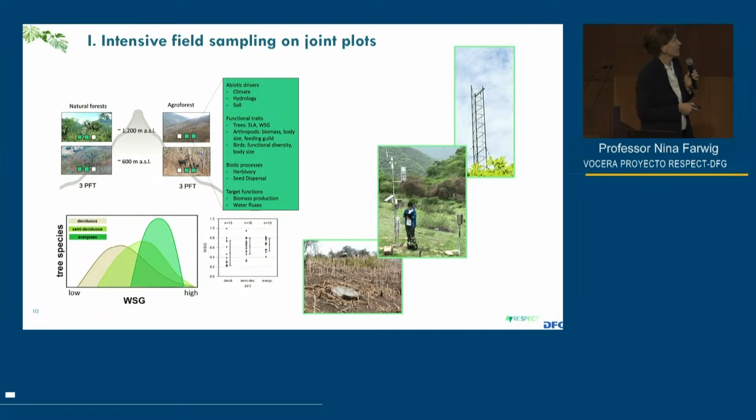There we have a similar design working from 600 to 1,000 meters, again in natural forest and the replacement system, and we also collect trait data on tree species that cover the whole spectrum from deciduous to evergreen species. So I will now only show some highlight results or appetizers, because all the other projects will present their data in detail.